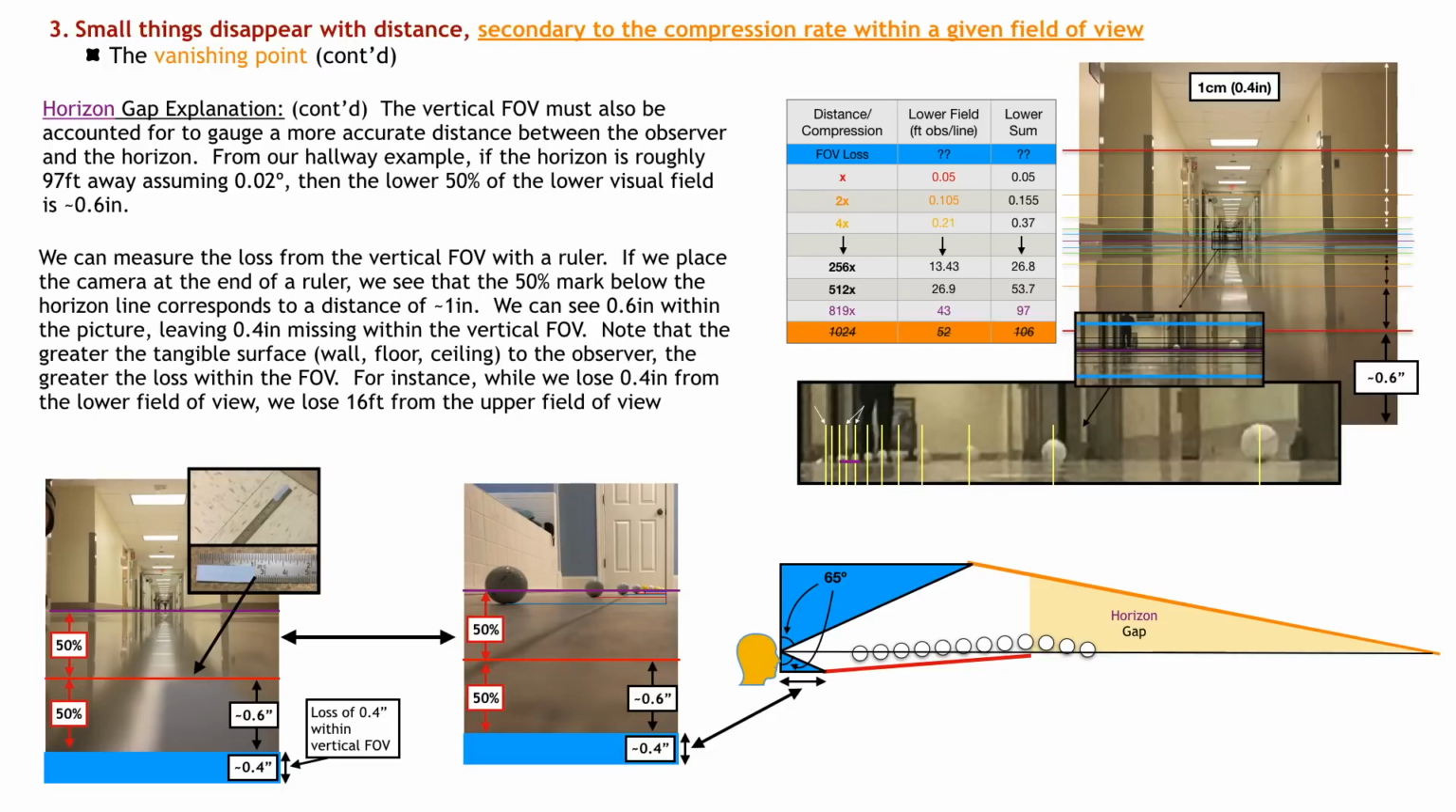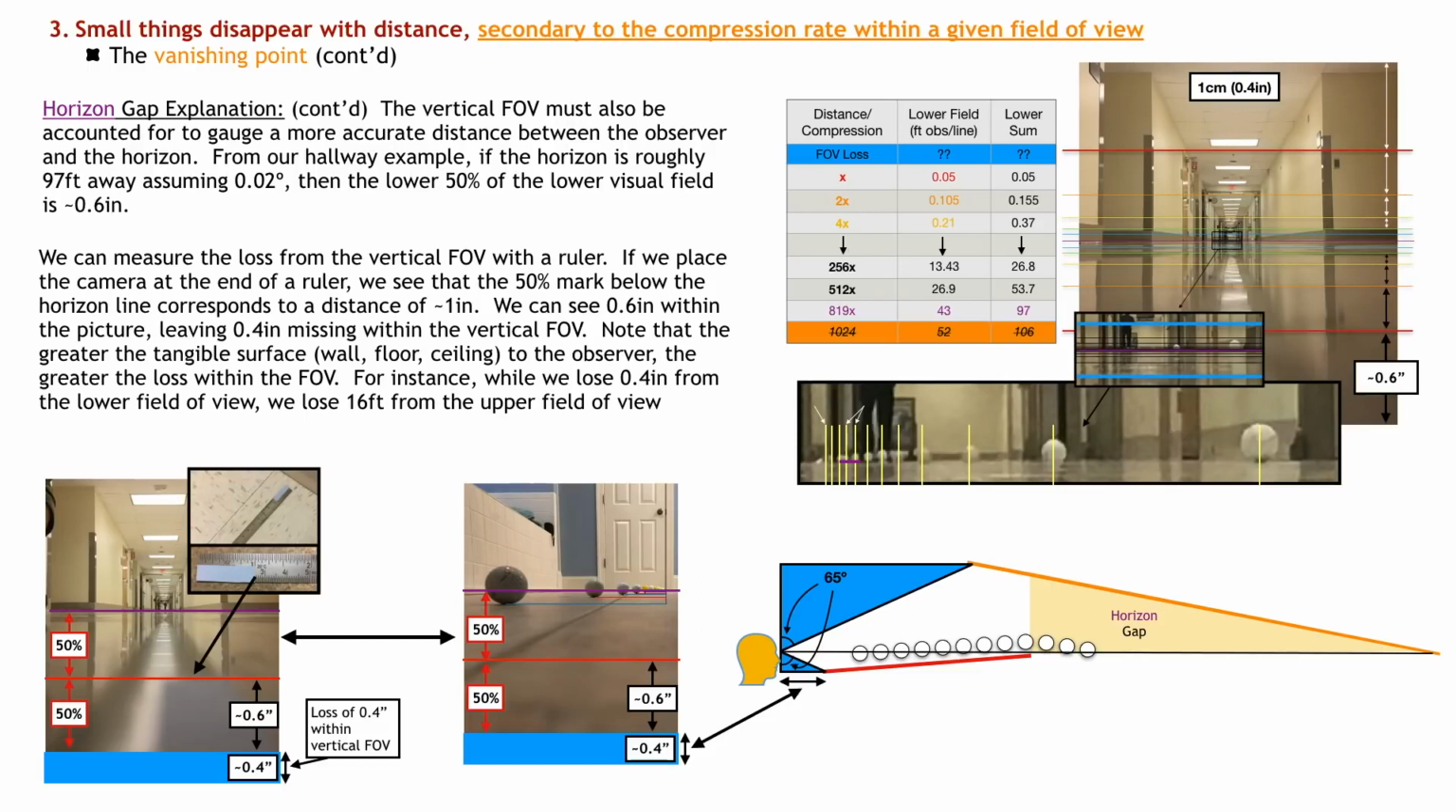So from our hallway example, if the horizon is roughly 97 feet away, assuming 1 arc minute, then the lower 50% of the lower visual field is roughly 0.6 inches. Remember how it was 0.05 feet? We just convert that to inches and we get about 0.6 inch. And so I put a ruler just to verify that that is indeed what we see within that lower 1/4 of vision. I placed a piece of blue paper 1 inch in length across the ruler and put the ruler down where the phone was along that floor.